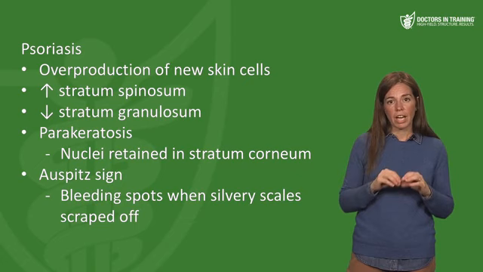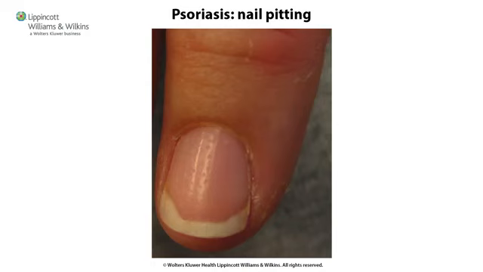Auspitz sign is when you have bleeding spots when the silvery scales are scraped off. Psoriasis can also be associated with pitting of the nails. The pitting will look like little divots in the nail. And then about a third of patients will also develop psoriatic arthritis.